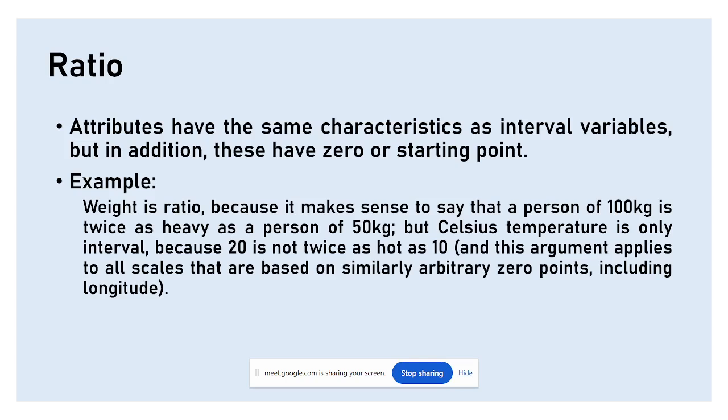But in the case of temperature, if we say that 20 is twice of 10, that is not right. Okay, 20 is not twice as hot as 10. So in such cases we'll have to use interval, but where that comparison can be made, we'll use the ratio.